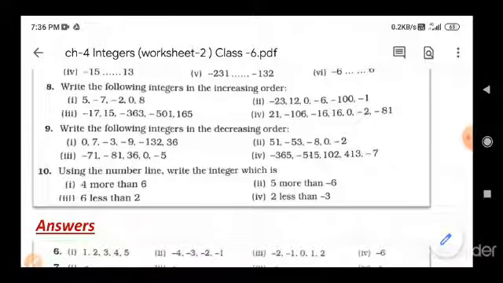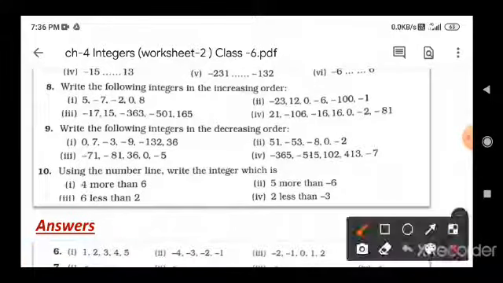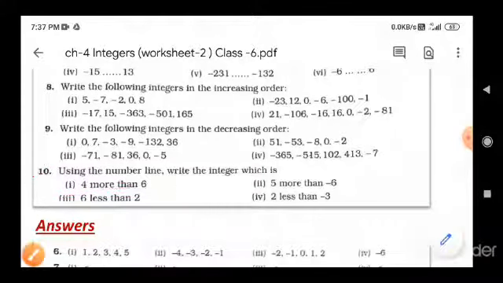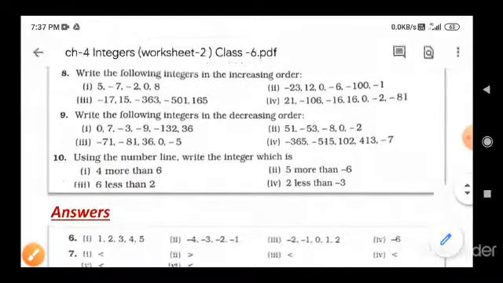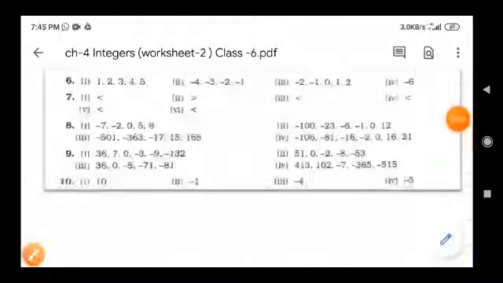Using the number line, write the integer which is. Now here we are not going to write the integer directly. We have to show it on number line. 4 more than 6. Children, remember more than and less than. More than means plus and less than means minus. Okay. So suppose I am taking this number 4 more than.